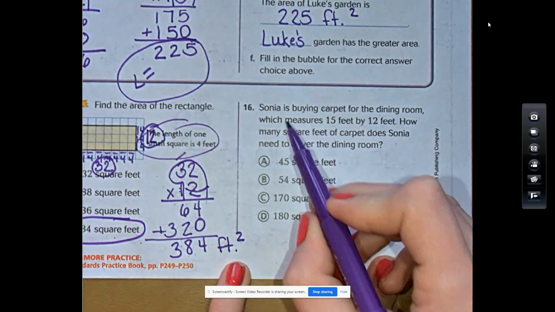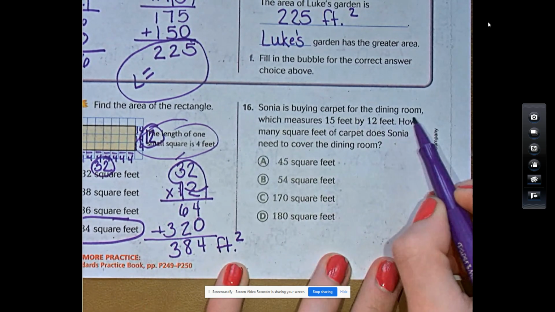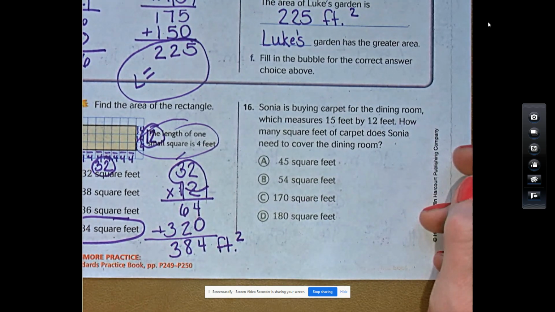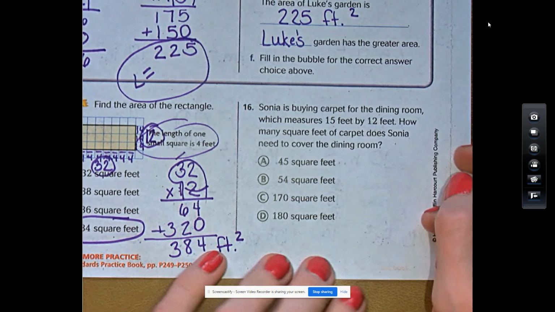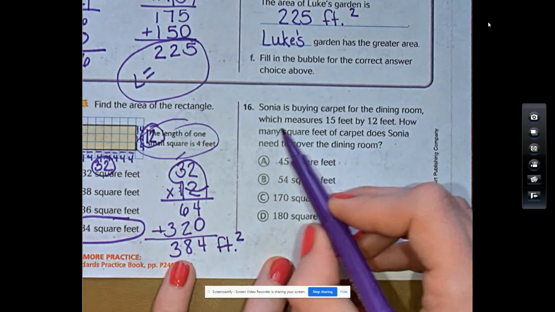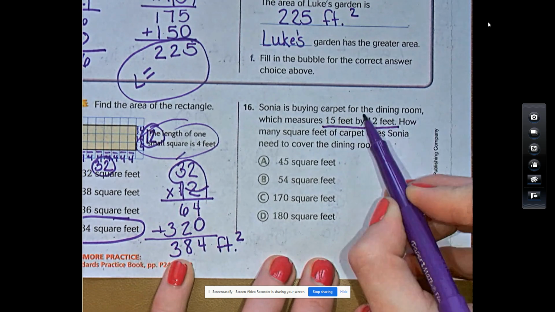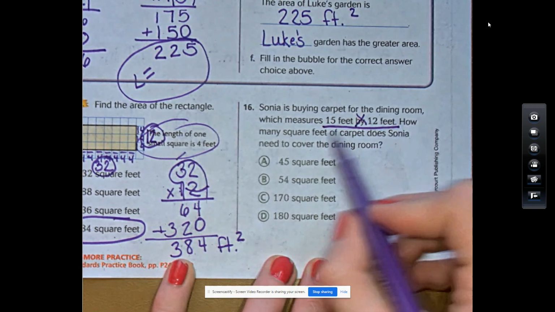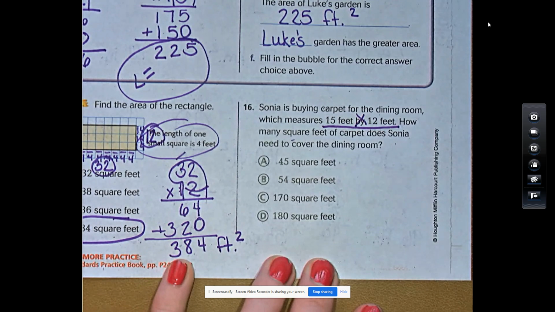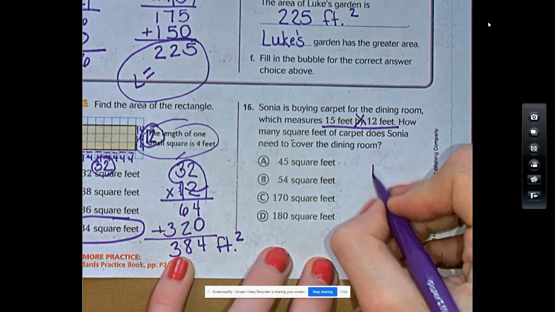Sonia is buying carpet for the dining room. Oh, yep, carpet is a good example for area, okay? Which measures 15 feet by 12 feet. That just means times. How many square feet of carpet does Sonia need to cover the dining room? Okay, so we just need to figure out what 15 times 12 is.